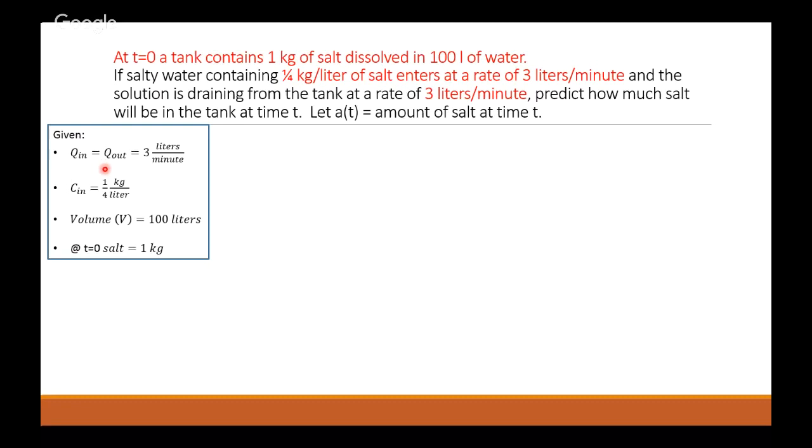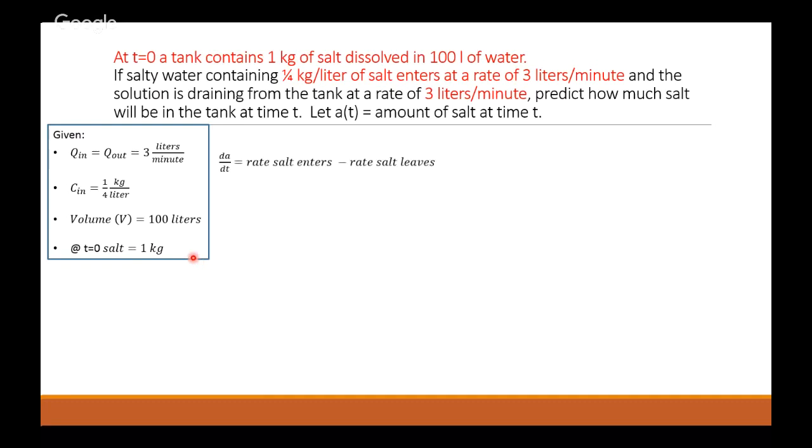We know the flow rate in and out is 3 liters per minute. We know the concentration going in is 1/4 of a kilogram, or 0.25 kilograms per liter. So right now we know the rate in. We know the volume is 100 liters, and we have an initial value. This is all of our givens. We're good to go. Now we can look at our differential equation, set everything up, plug it in, and go through a solution.